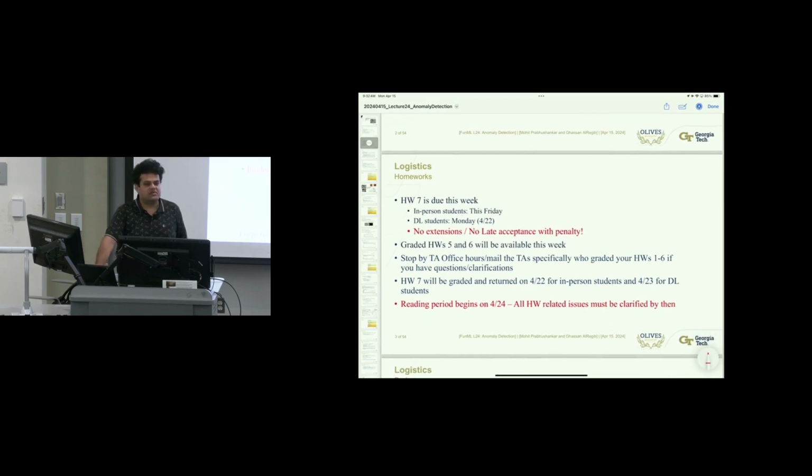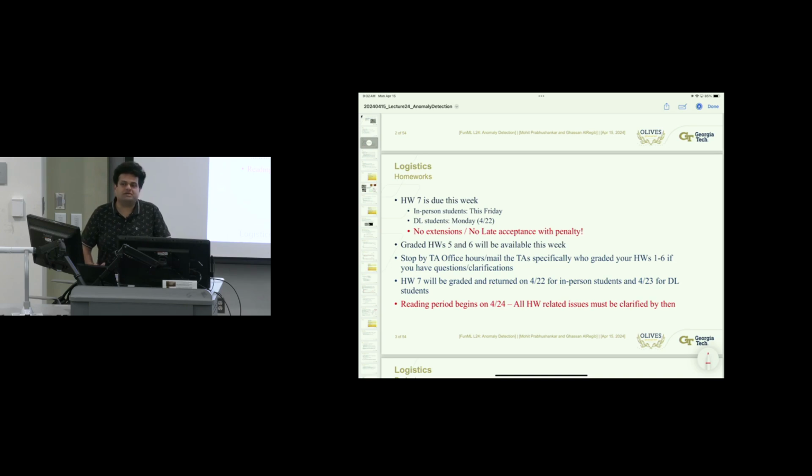Homeworks. Your homework 7 is due today. It's due on Friday. And for the distance learning students, it's going to be due Monday, the next Monday. This time, there's not going to be any extensions or late acceptance with penalty as well. I think I've mentioned this before.